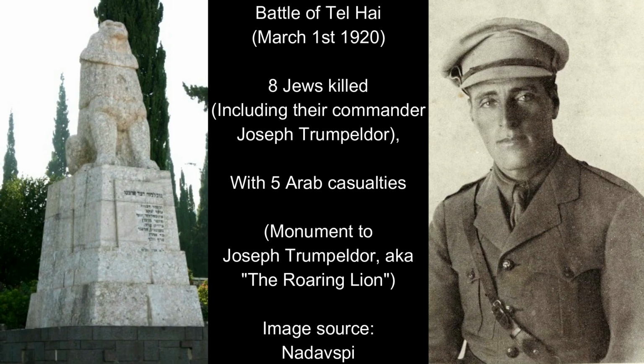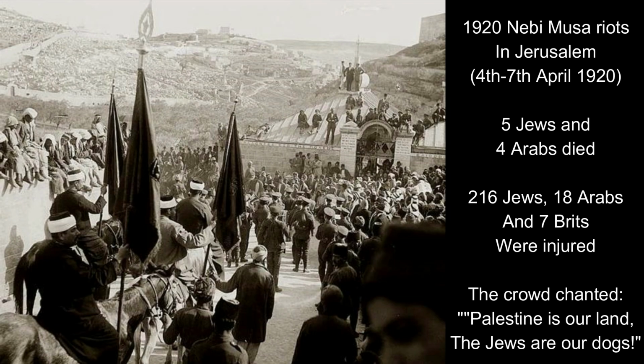So as early as March 1920, you had the Battle of Tel Hai, right? I hope I'm pronouncing that correctly. And this marks the very first shot in the Arab-Israeli conflict, which was to come. And a month afterwards, you had a series of riots which took place in Jerusalem. So as early as 1920, you can already start to see the Arabs revolting and rioting against the Jewish population, both those that are already there and the Jews who are coming in.